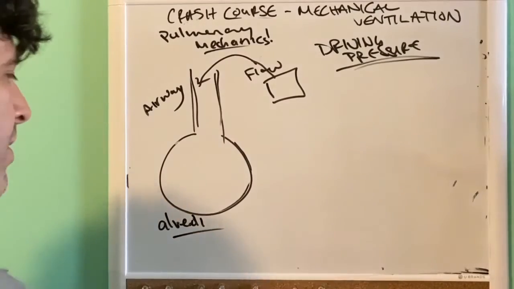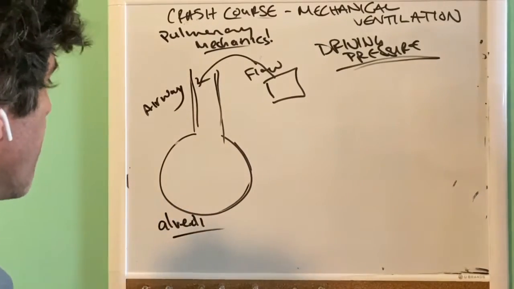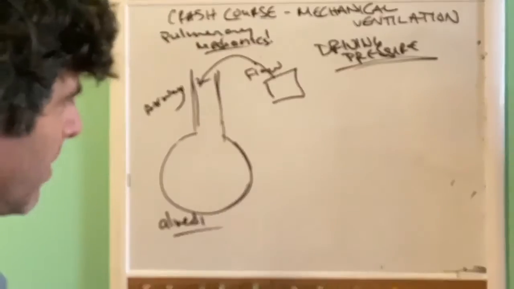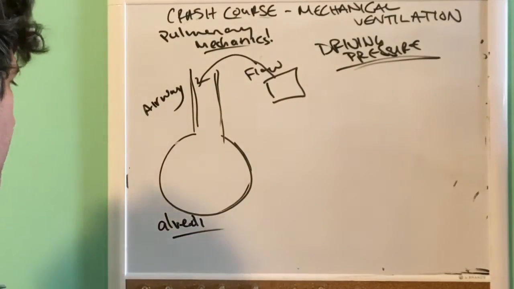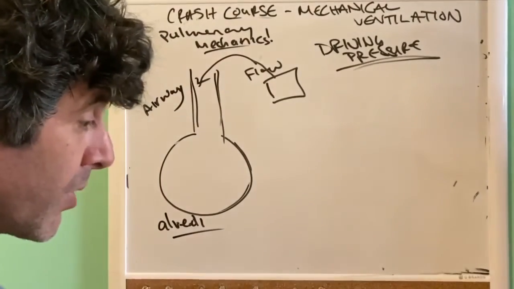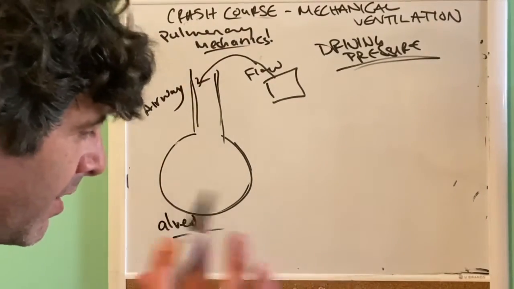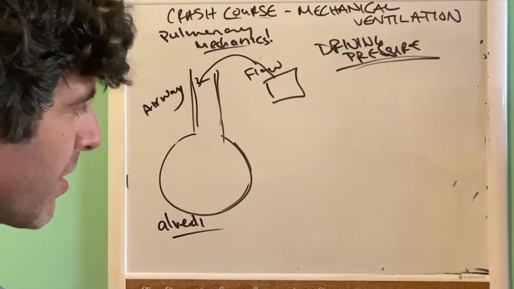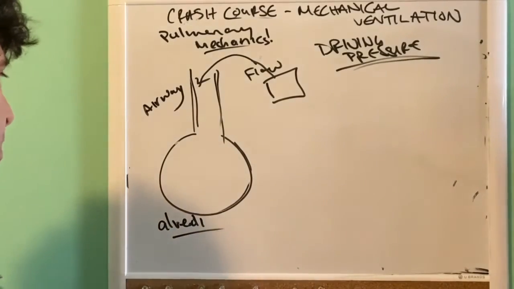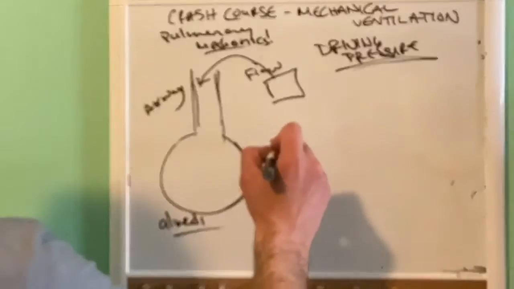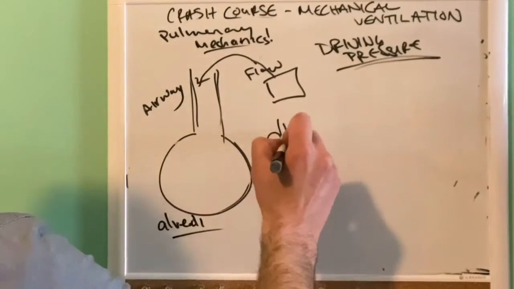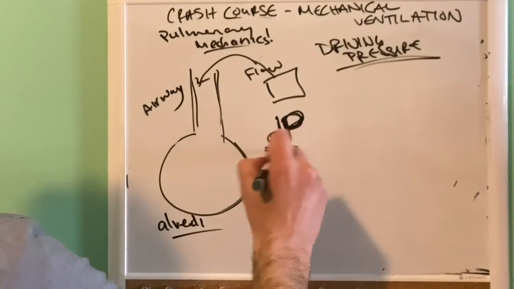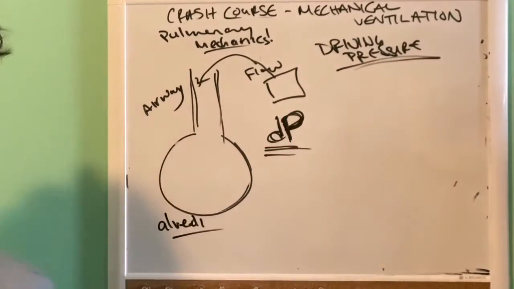And so whether it's volume control or pressure control, the vent has to set a pressure in order to get flow in. So with volume control, you're doing that by setting the flow, and the vent is increasing its pressure to achieve that flow. In pressure control, you are setting a pressure, the vent is staying at that pressure, and the flow is occurring. So the pressure to achieve whatever volume you want is essentially driving pressure.